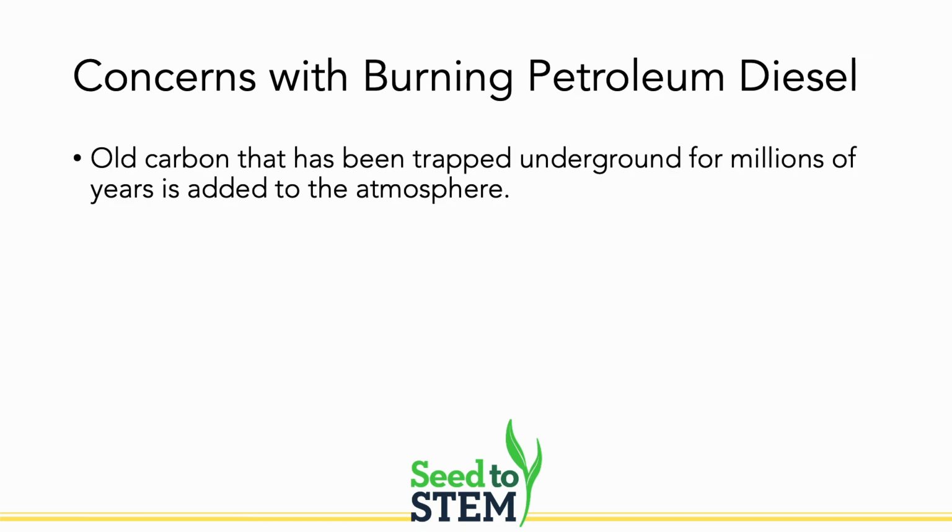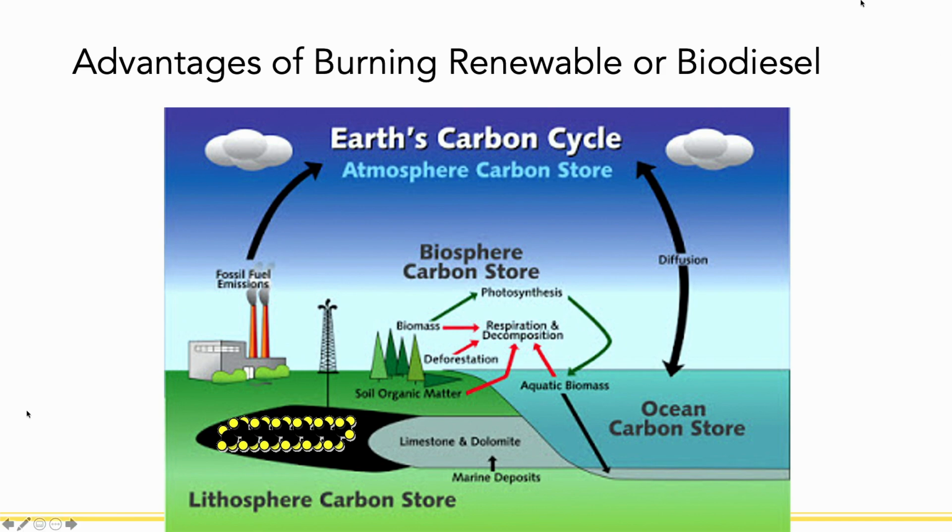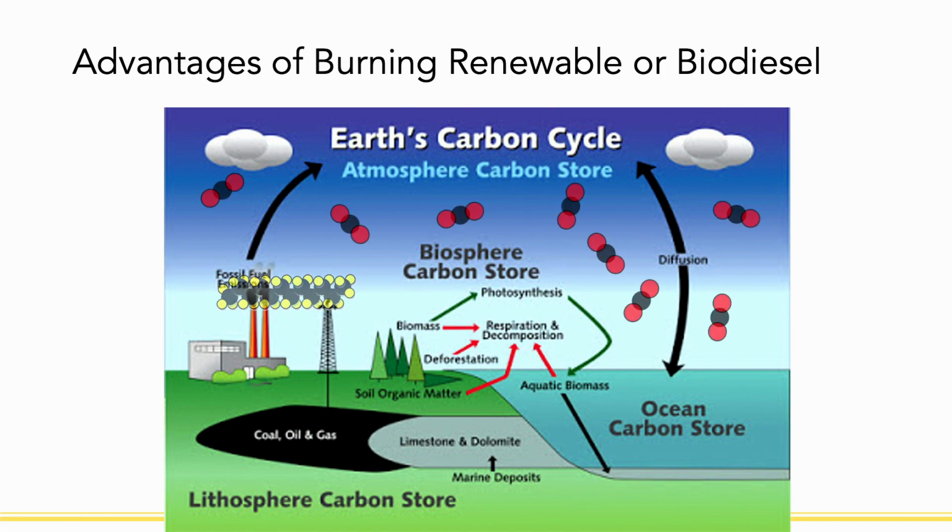The difference with the carbon: old carbon has been trapped underneath the ground for millions of years. It used to be in algae and it was trapped. And when petroleum is pumped out of the ground in an oil rig, refined, and made into diesel, when we burn it, the carbon that used to be underground is now in the atmosphere. And that's what scientists are concerned about with rising carbon dioxide levels.